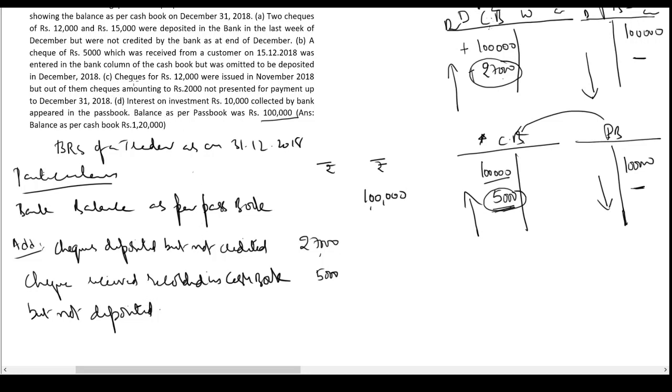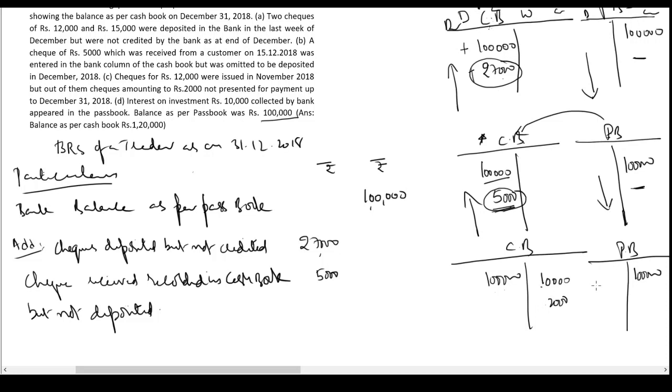Next, checks of rupees 12,000 were issued in November 2018, but out of them, checks amounting to 2,000 rupees were not presented for payment up to December 31, 2018. So let us start with our working notes again. Passbook, cash book. Checks issued. We have issued checks for rupees 12,000. I'll split it into two parts and write 10,000 and 2,000. As soon as we issue a check, we record it as a withdrawal in the cash book, 10,000 and 2,000.